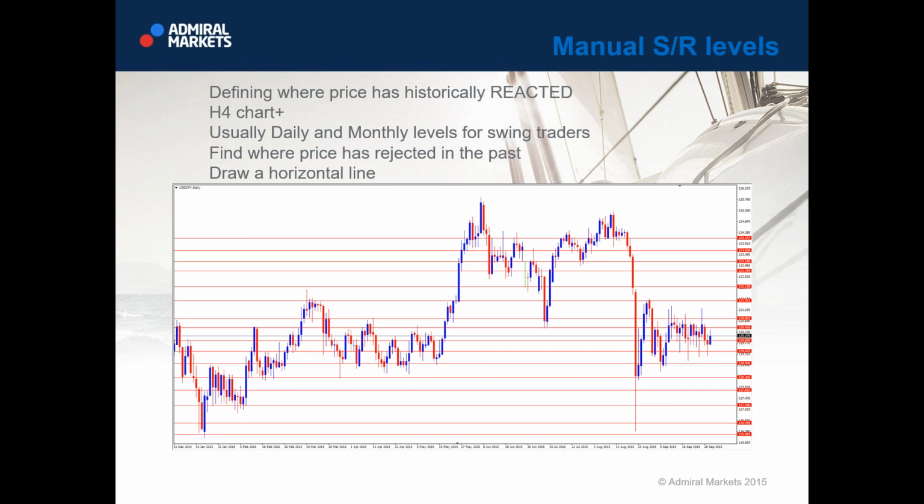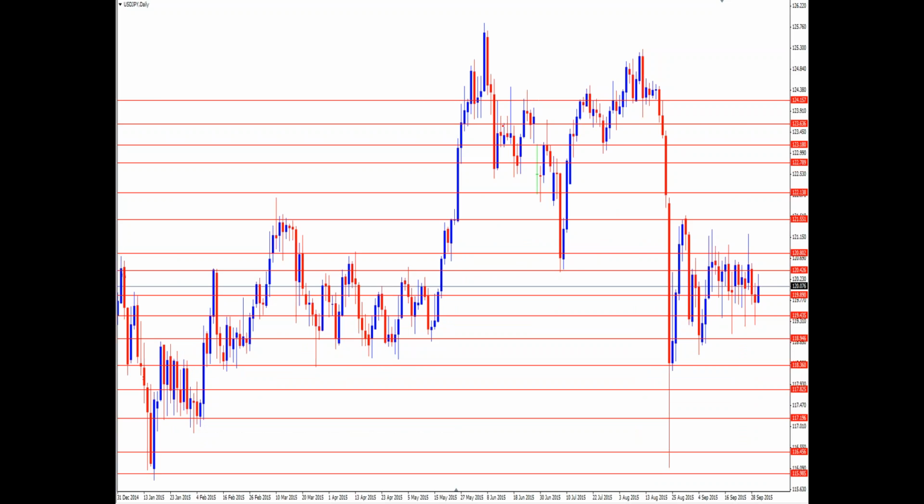So usually daily and monthly levels for swing traders. Find when price has rejected in the past. Draw a horizontal line. So this is how it looks like. We can easily see how the price reacted on daily. And when we spot that, we just need to put a line. It doesn't have to be very, very precise, but try to spot where reaction was.